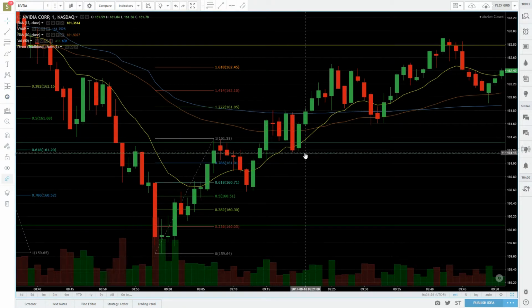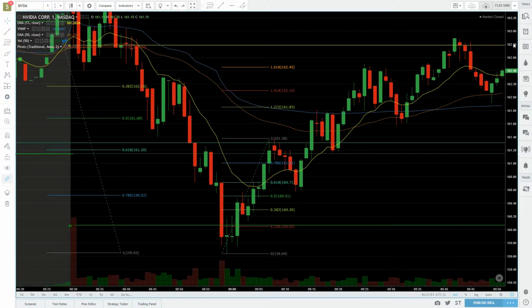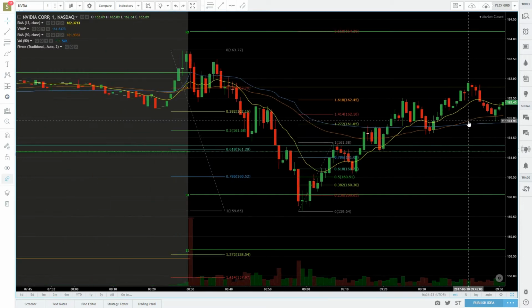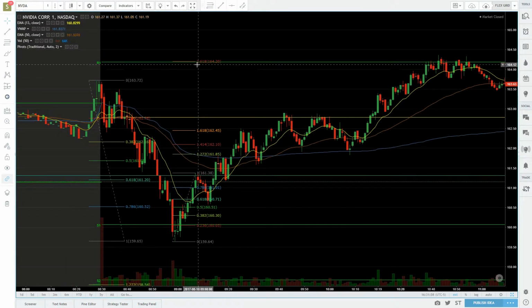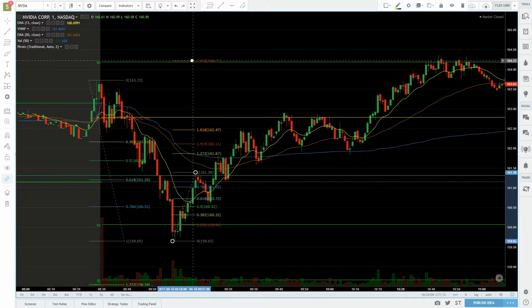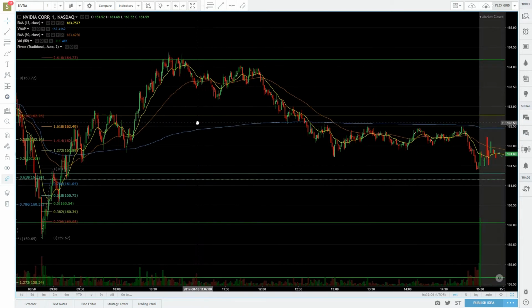Okay, so we get a little pullback, and then it starts to move again. And then where does it go to? 1.618. So those are the two profit target levels that I like to look at. And again, you just saw me pull this up. You can't make this stuff up, guys. This is to me the power of charting. And where did this thing ultimately go? Look at that, right up to, here it is, the 2.618 level. Right where it went.